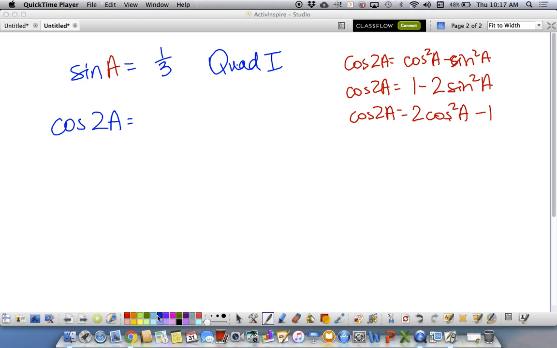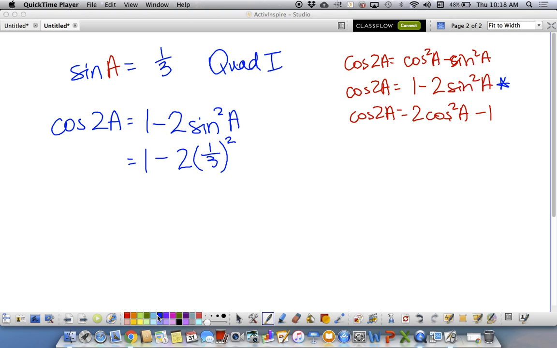So which one of these 3 formulas do I want to use? 1 minus 2 sine squared. We want to use this one. Why? It has sine in it. So cosine 2a equals 1 minus 2 sine squared a. And I give you sine a is 1/3. Then we're going to square that, then multiply it times 2. So the only thing I'm inputting is sine a squared.